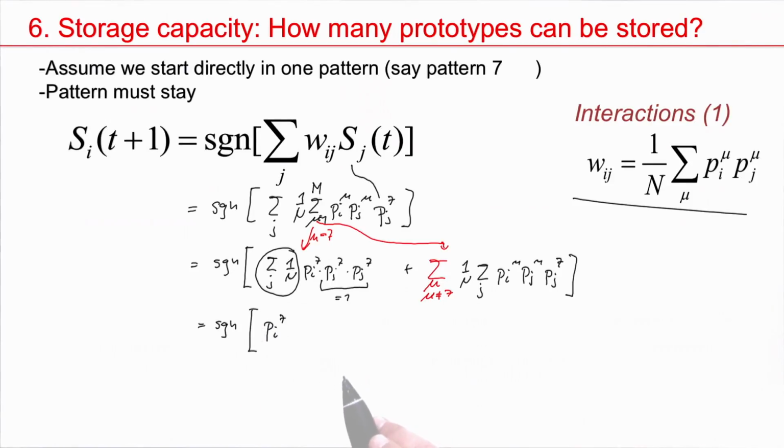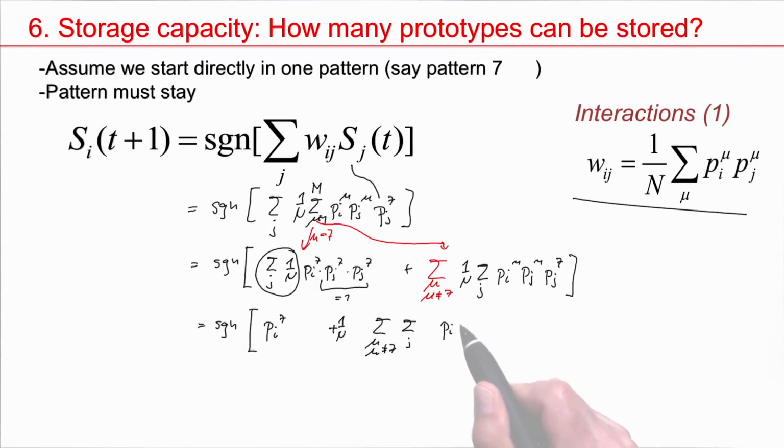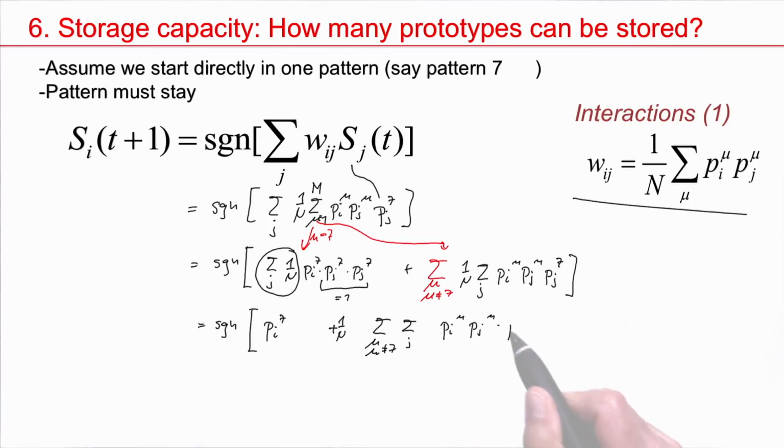Now let's look at the other term. I have a plus, then I have a sum over all patterns mu, except pattern 7. I have a 1 over n, then I have a sum over j, and then I have pi mu, pj mu, pj7. So this term looks complicated, but for the moment let's make it just a little bit more complicated. The reason why I want to do this will become clear in a minute.